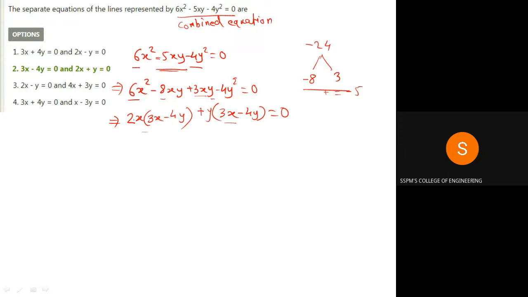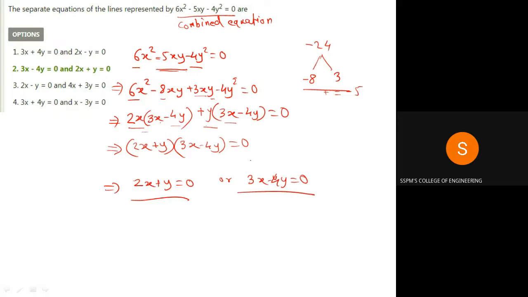So again, we see this: 2x into 3x is 6x square. 2x into minus 4y is minus 8xy. y into 3x is 3xy. And y into minus 4y is minus 4y square, is equal to 0. Now we will collect all these brackets. In the first bracket, it is 2x plus y, and in the second bracket, 3x minus 4y, is equal to 0. So these are actually the separate equations. The first equation is 2x plus y is equal to 0, or 3x minus 4y is equal to 0. So these are the separate equations of this combined equation. Okay, so that is how you find the separate equations. You should follow the rules that you use to calculate the factors of a quadratic equation.